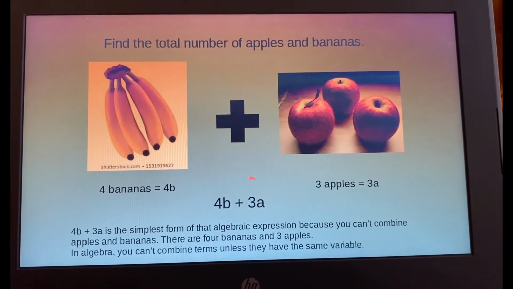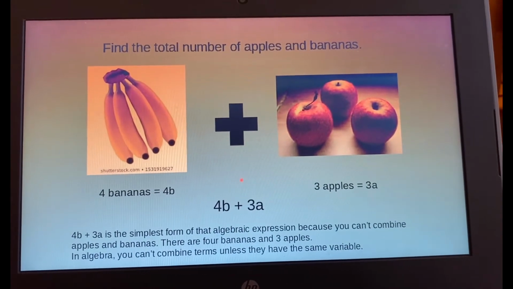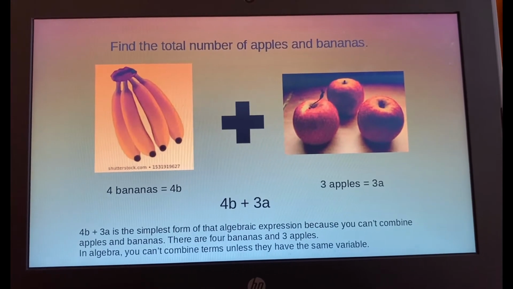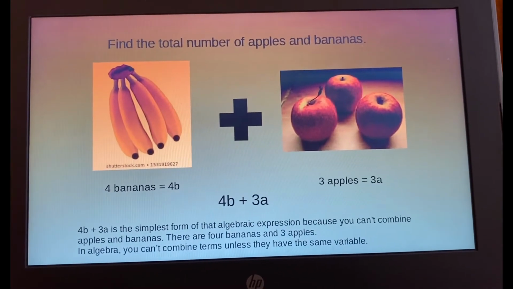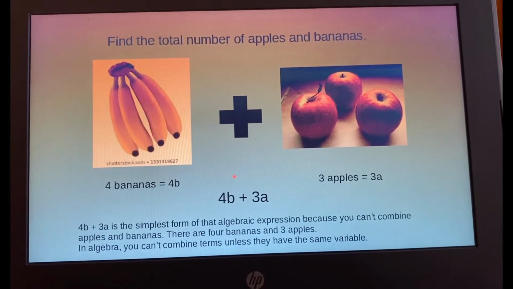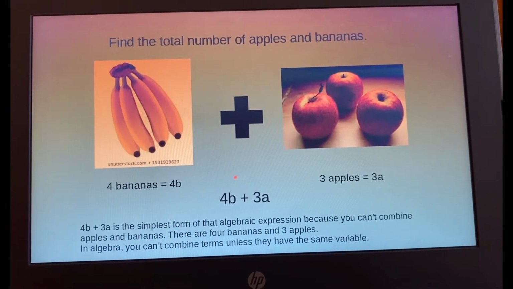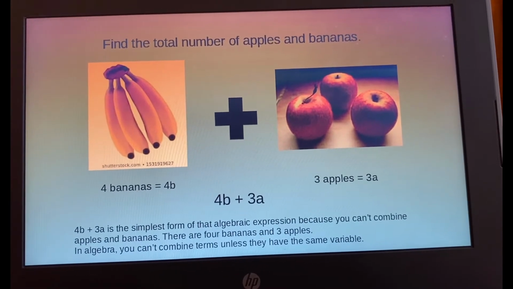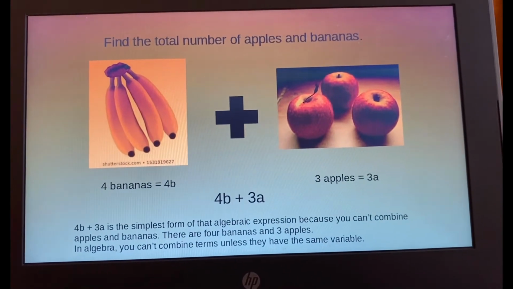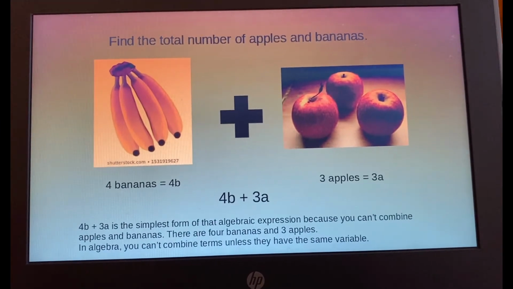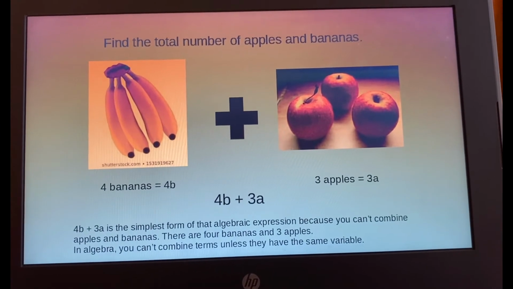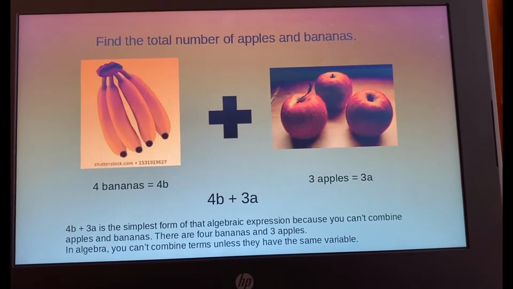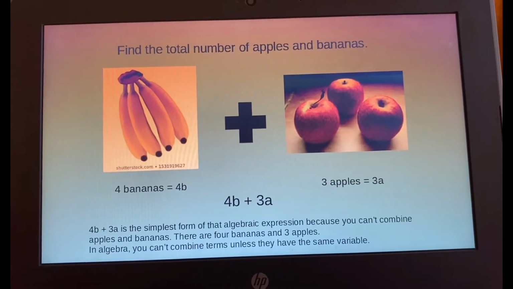But can we really add 4b plus 3a? Can we really have 7 apple bananas? No, we can't. They are 2 separate things. And as we can see, they have 2 separate variables, b and a. 4b plus 3a is the simplest form of this algebraic expression because we can't combine apples and bananas. There are 4 bananas and 3 apples. In algebra and algebraic expressions, you can't combine terms unless they have the same variable.